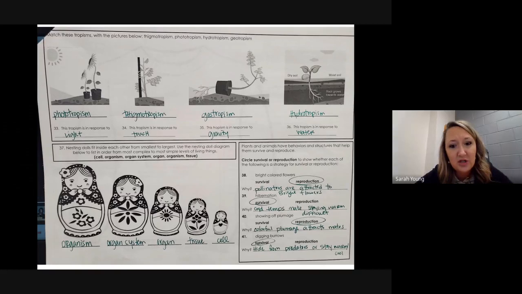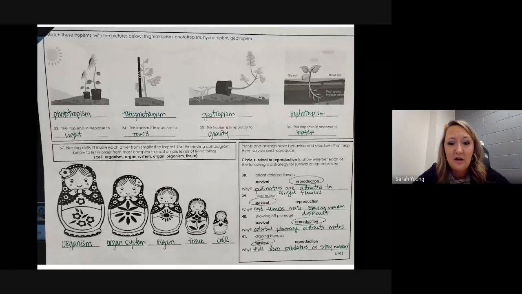Geotropism is the next picture, and this is in response to gravity. You can see that the roots are starting to grow down, even though the pot is laid on its side, and the leaves are starting to grow up, right? They're growing in response to where gravity's pull is. And you're going to want to make sure you have gravity listed there, not just the earth, because in your questions on tropisms, you're going to see the word gravity for geotropism.